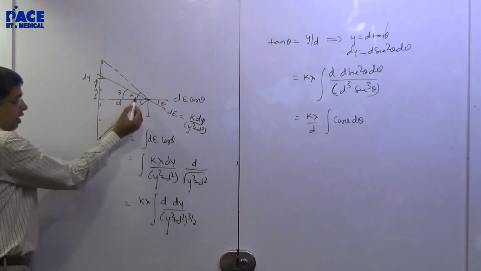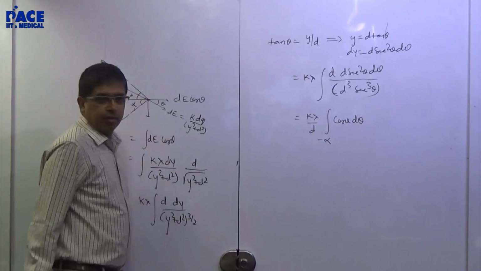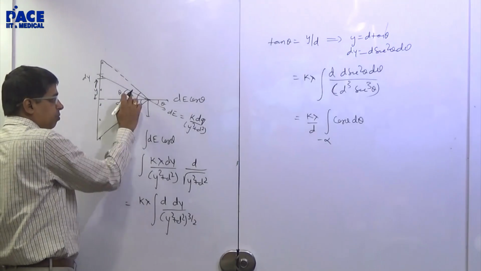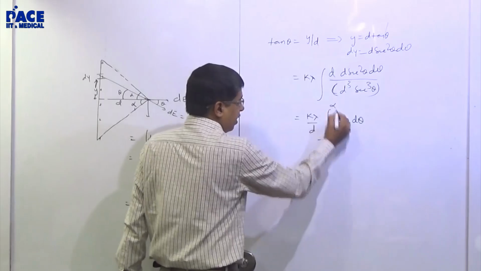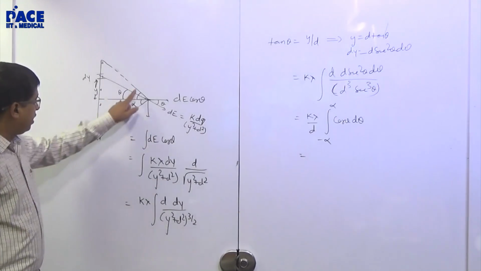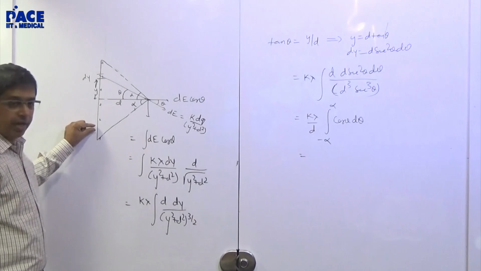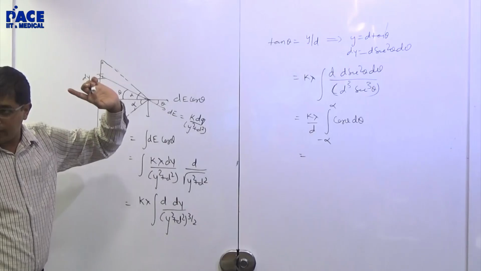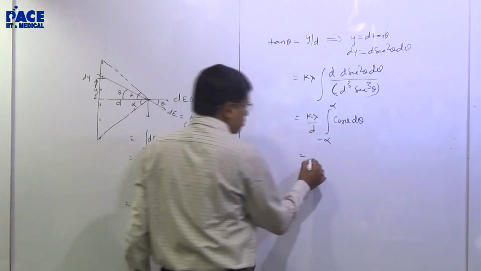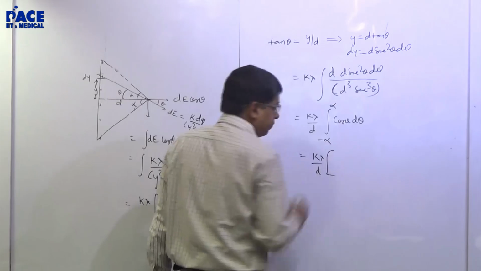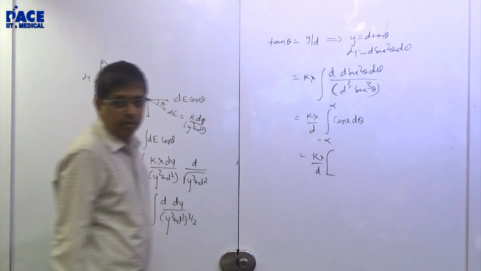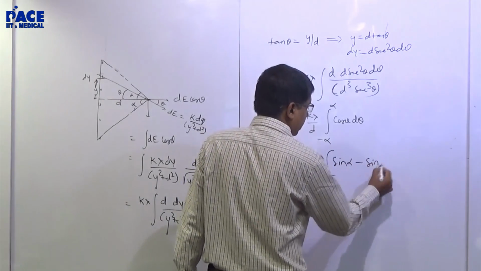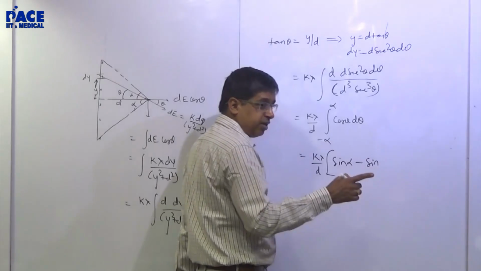Least value of theta is minus alpha. Suppose by chance they are not of the same angles, what will you do? You will put this as beta and alpha. But here I will put minus alpha and alpha. Why? Because I will take the same angle, so that for every element here I can be sure that there is an element which will cancel out the vertical components. If not, I will have to calculate even the vertical component. So now this will be k lambda by d integral cos theta, sin alpha minus sin of minus alpha.